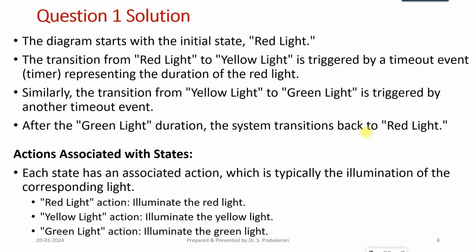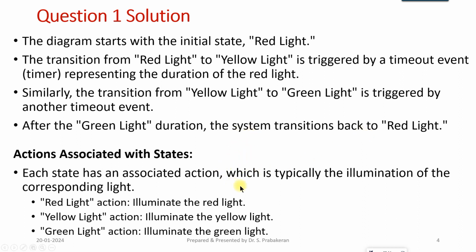Now this particular transition is triggered by the timeout event. Now how do we represent the duration of this red light? That we are going to represent, and the action associated with this transition is to turn off the red light and turn on the yellow light. So that is given here.